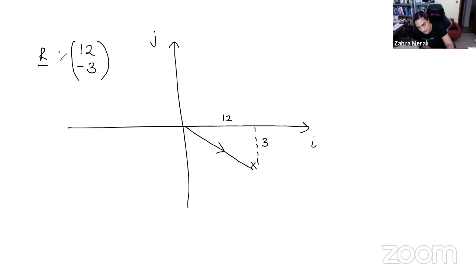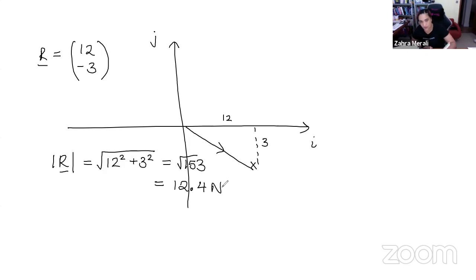So this is my resultant. And the way we represent the magnitude is with these goalposts, so with the lines either side. So the magnitude of R is going to be the square root of 12 squared plus 3 squared, which gives you the square root of 153. And because we're in mechanics, we're going to use decimal values. So we get 12.4 newtons. So when you're in pure maths, you tend to use exact values. And when you're in mechanics and stats, you use decimal places.